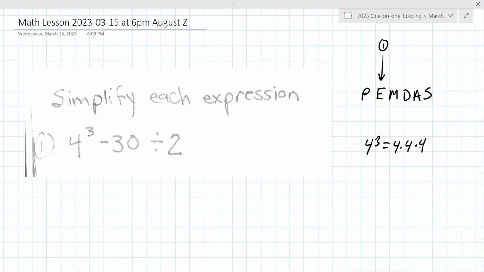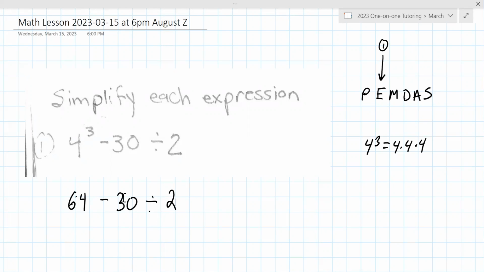Try it again. 4 times 4 is 16. 16 times 4 is 64. Yes. So 64. And then I like to bring everything down. You don't want to get into this habit here of trying to do more than you should. Do one step per line.